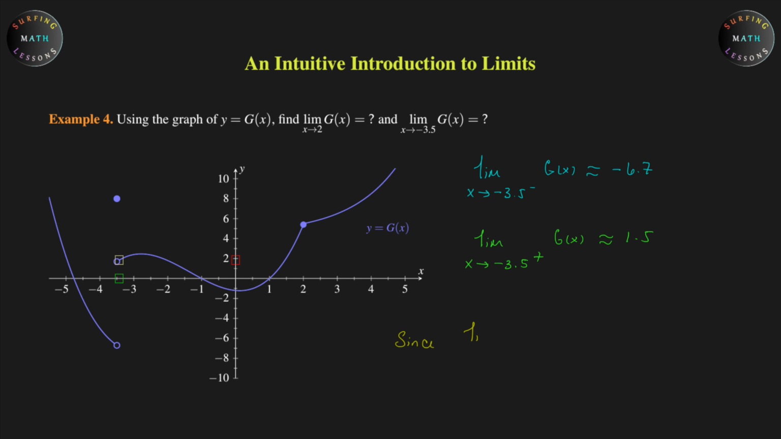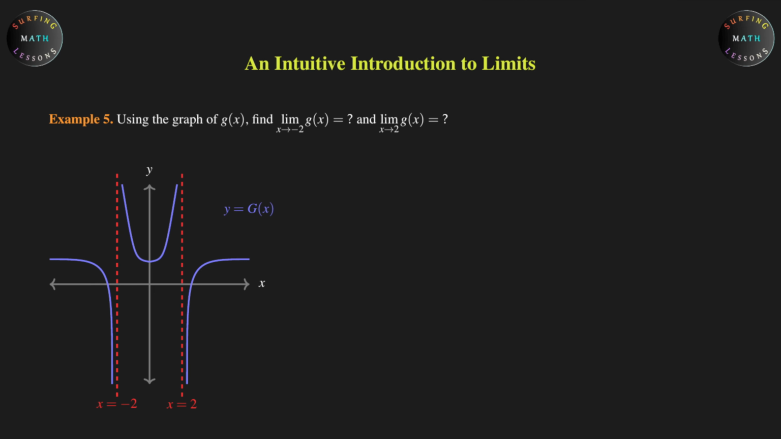To finish up the example, we see that the side limits are not equal. The left side limit being roughly minus 6.7 and the right side limit being roughly 1.5. By our previous tool, we conclude that the limit of g of x as x approaches minus 3.5 does not exist. Before we finish this discussion, I want to do a last example which will uncover a hidden assumption we have been using all this time.